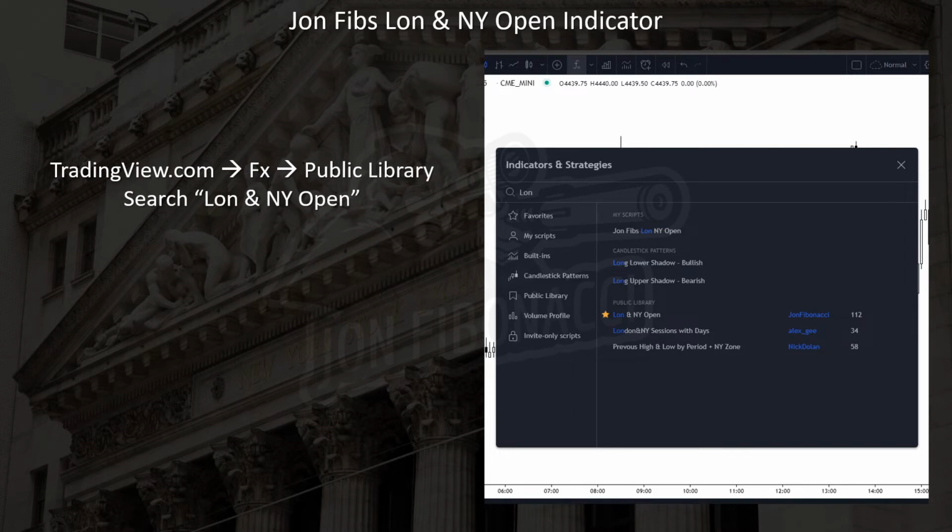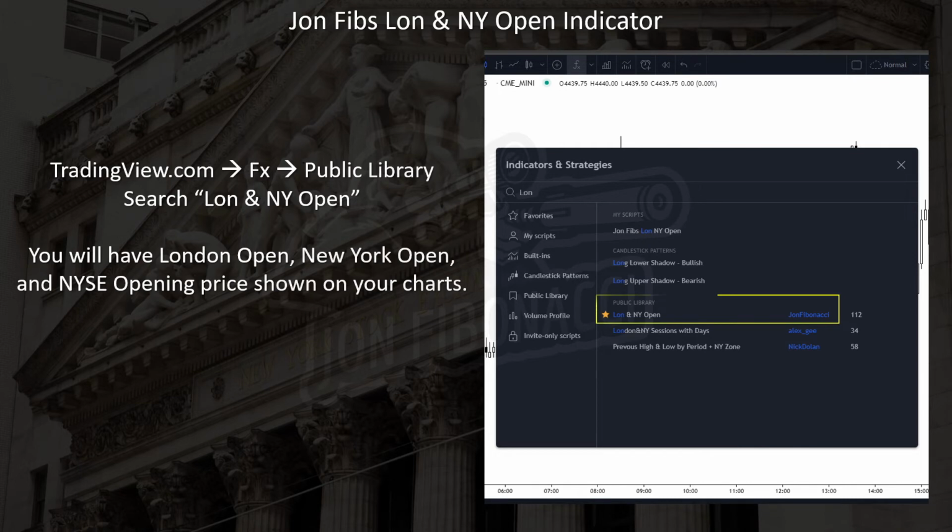So right there, the yellow star, that's because it's a favorite of mine. There it is right there in the yellow box. You'll see my name, John Fibonacci. You'll see London and New York Open. And you will have London Open, New York Open, and the New York Stock Exchange opening price shown on your charts. Now be careful.